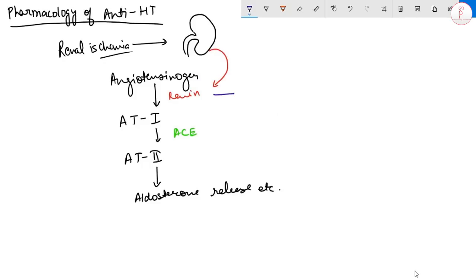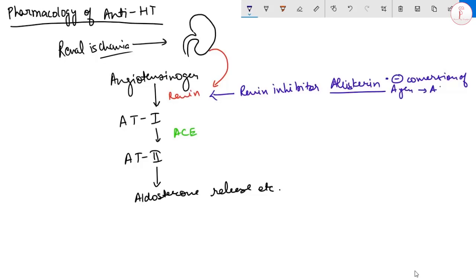So first we will see renin. So we can give renin inhibitors. The example is aliskiren. What it does, it inhibits conversion of angiotensinogen into angiotensin 1 by inhibiting the actions of renin. So it is directly all this RAS pathway that is inhibited.